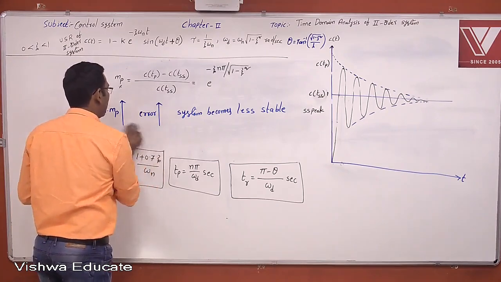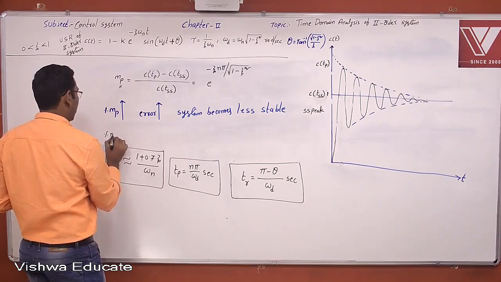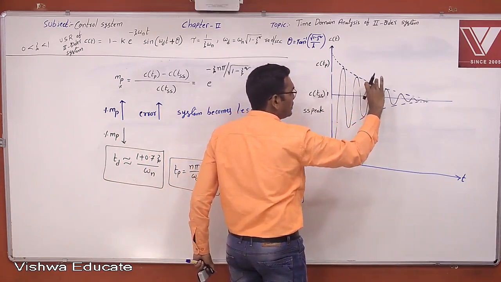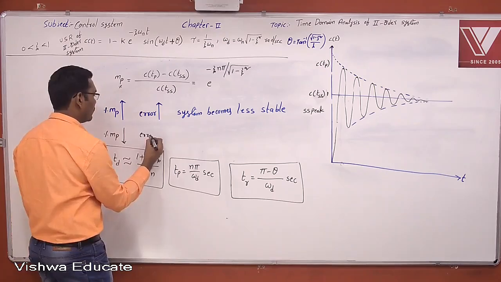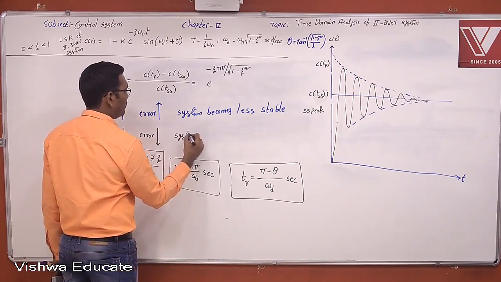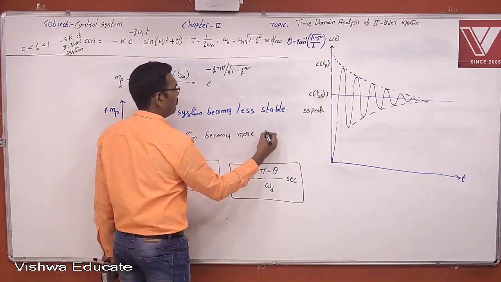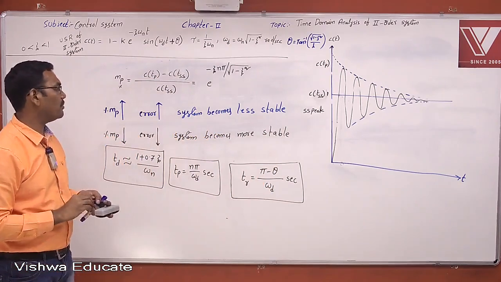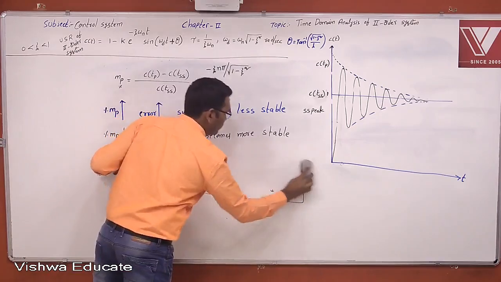In the same manner, what is the reverse? Now, if the percentage peak overshoot is less, deviation decreases, which means what? Error decreases. When error decreases, what is the meaning of that? The system becomes more stable. When error is less, it is more accurate, more stable. Am I right or not? Now this is the significance of the peak overshoot. Note down.